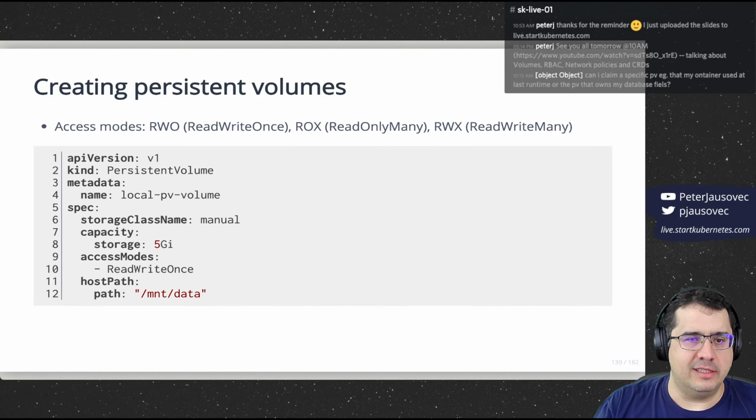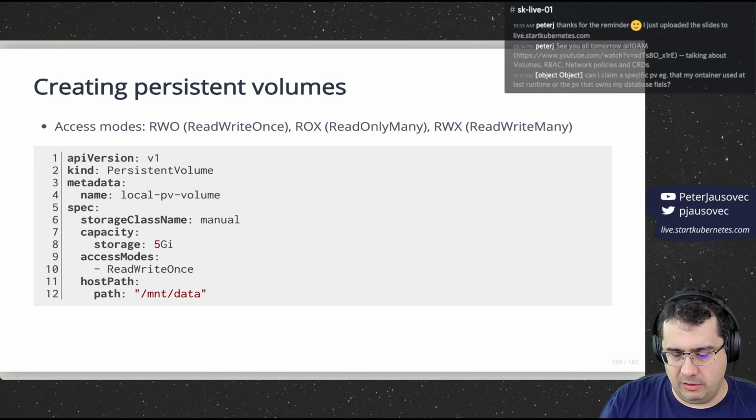Here's the YAML for the persistent volume that uses the manual storage class. It specifies the storage capacity and then the access mode, as well as where it's going to be mounted on the host path.